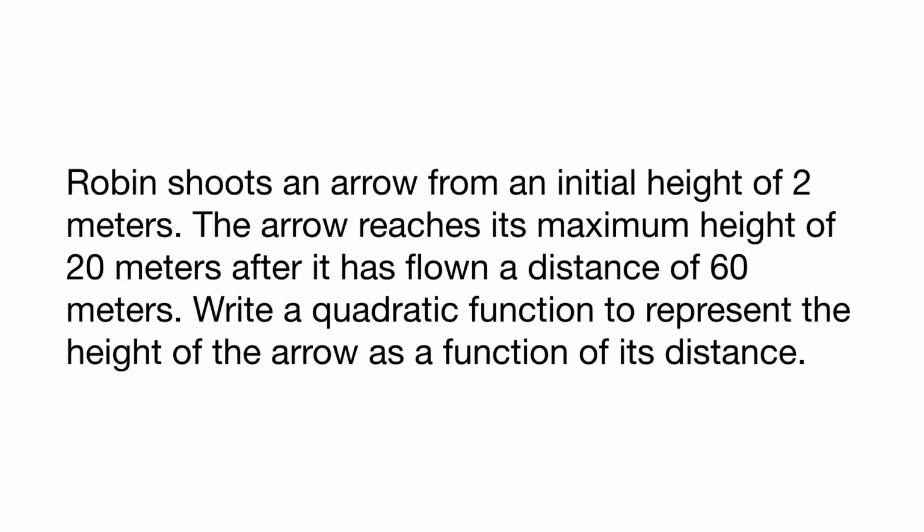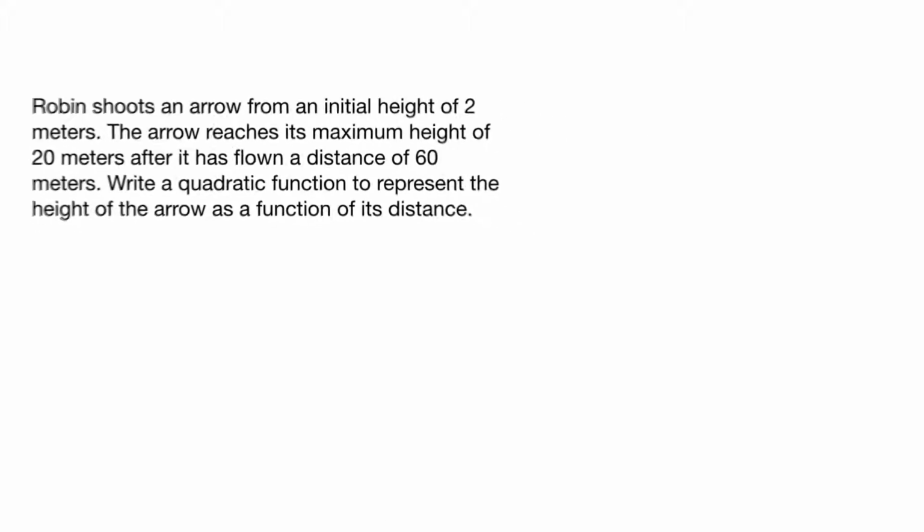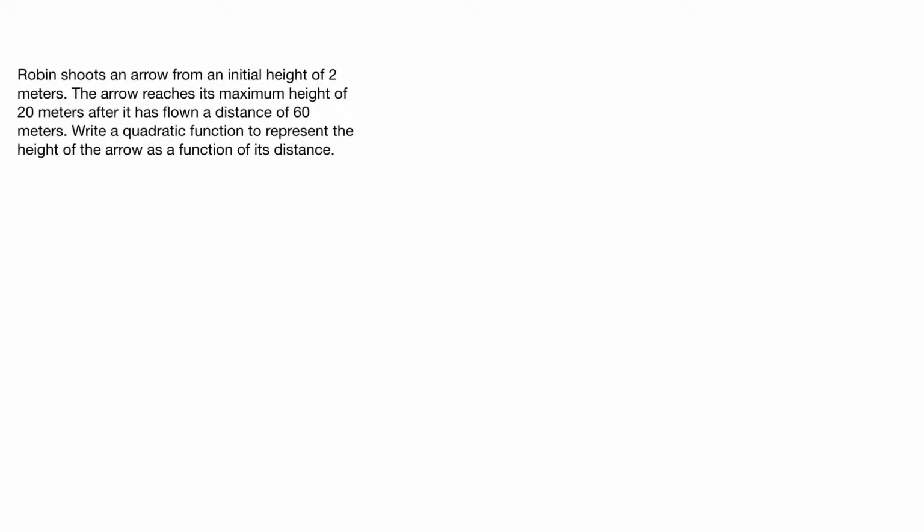Now let's look at our last problem. Robin shoots an arrow from an initial height of 2 meters. The arrow reaches its maximum height of 20 meters after it has flown a distance of 60 meters. Write a quadratic function to represent the height of the arrow as a function of its distance. So, in order to do this, what we're going to need to do is draw ourselves a little picture.